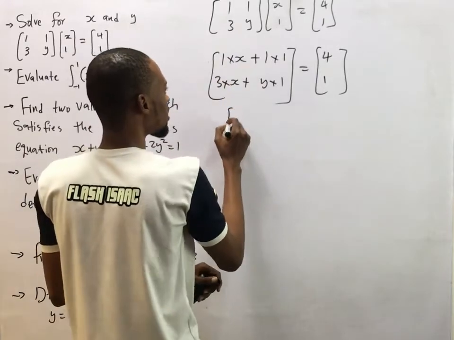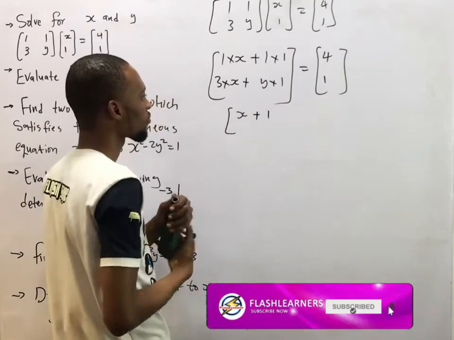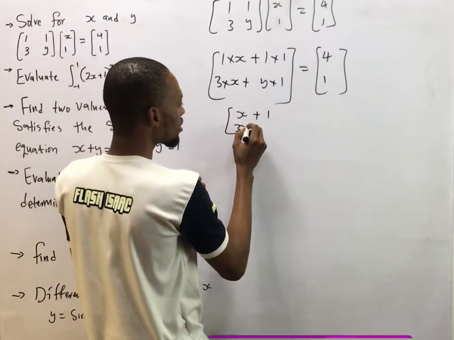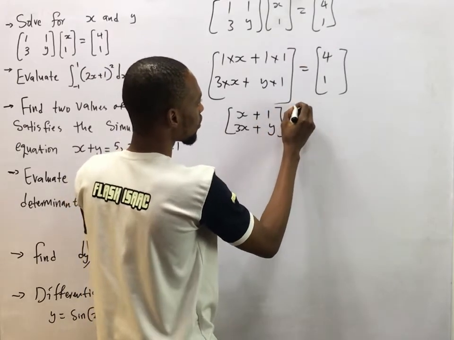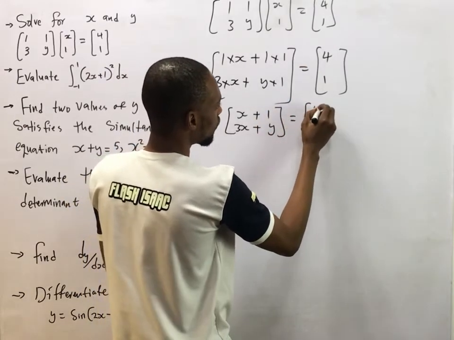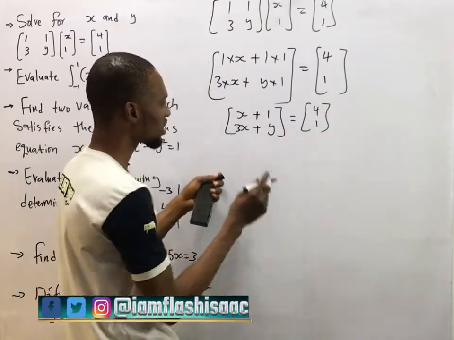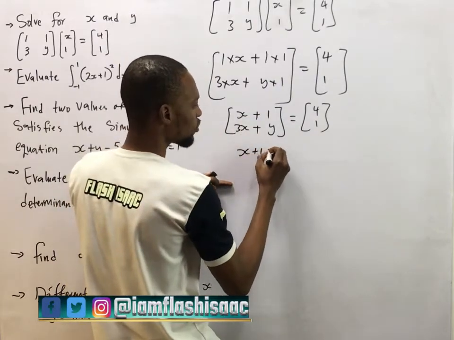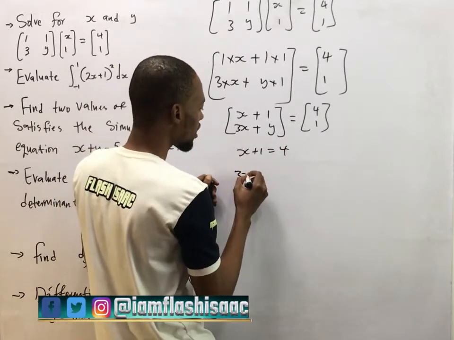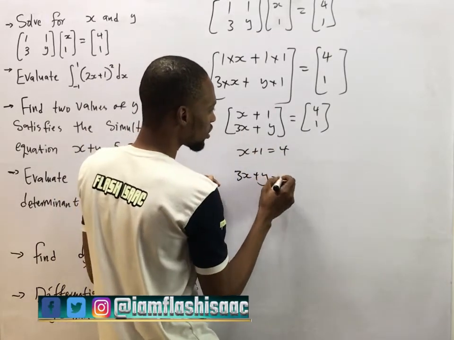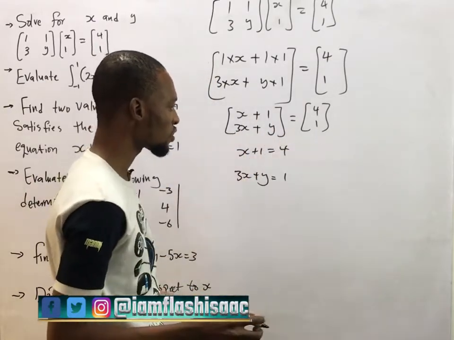So 1 times s will give you s plus 1 times 1 is 1. 3 times s is 3s plus y times 1 is y. So this equals 4, 1. Now comparing, it's obvious that s plus 1 is equal to 4. It's also obvious that 3s plus y is equal to 1.